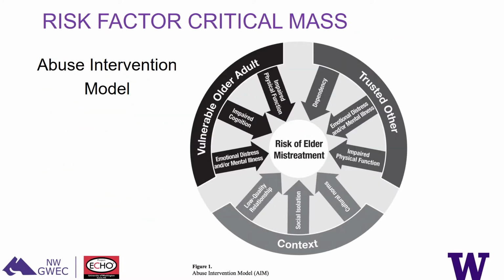So this is the abuse intervention model, which I'll just show really briefly because I like how it highlights the 3 different areas of risk factors that we should be considering and how these really contribute to the risk for elder mistreatment in a way that I like to think of as a critical mass or a threshold above which an abusive situation may occur. So it's really not any one of these risk factors, but when you combine all these risk factors related to the vulnerable adult, the trusted other, and the context, you get above a certain threshold where abuse, neglect, and exploitation can occur.